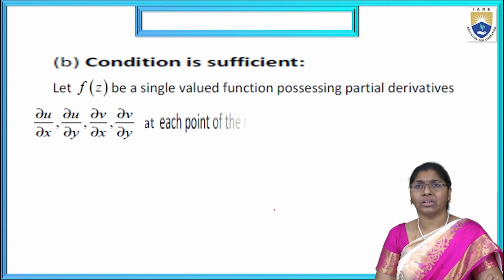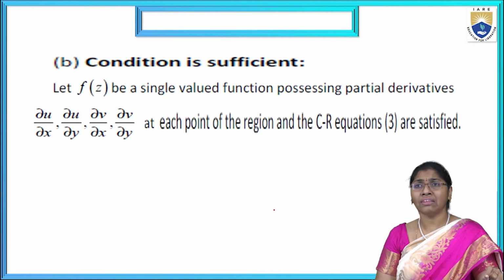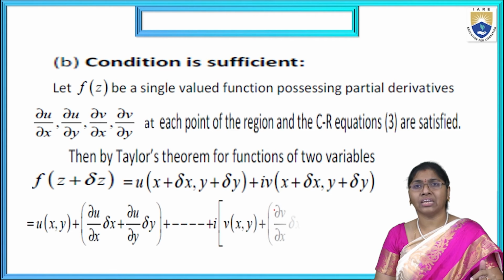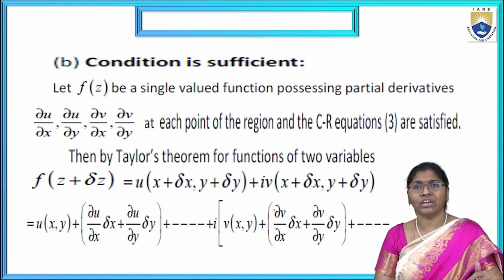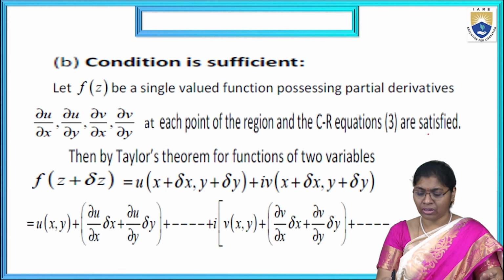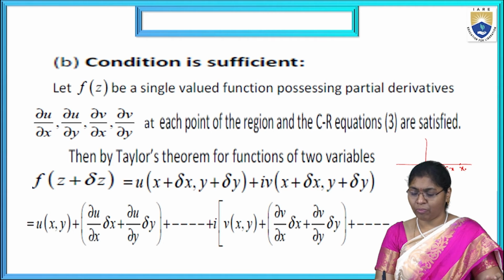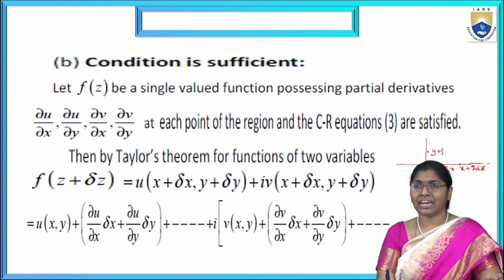Then it is satisfied at each point of the region in the CR equation. Now, equation 3 is satisfied. Then, by applying Taylor's theorem, we get two individual variables. First one, f of z plus delta z equals u of x plus delta x, y plus delta y. That means we are considering the x-axis and y-axis, where the x values are x plus delta x, x plus 2 delta x, continuing this process. Similarly for y: y plus delta y, y plus 2 delta y, like that. Now continuing this process, we get the equations.